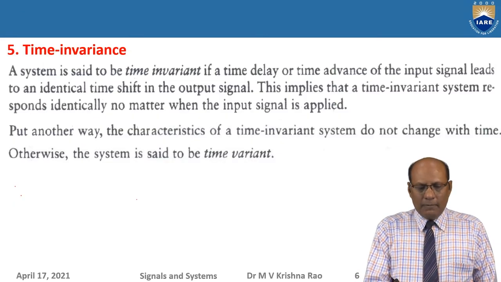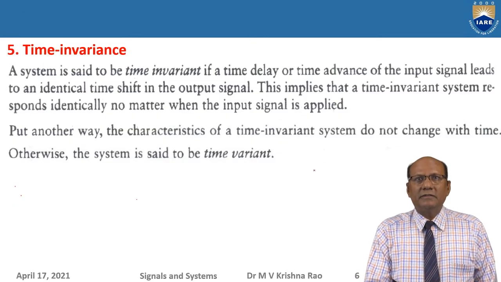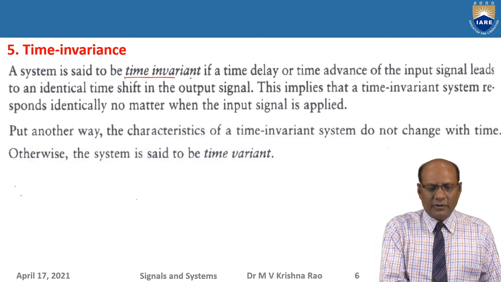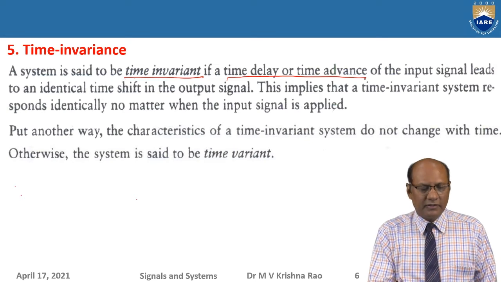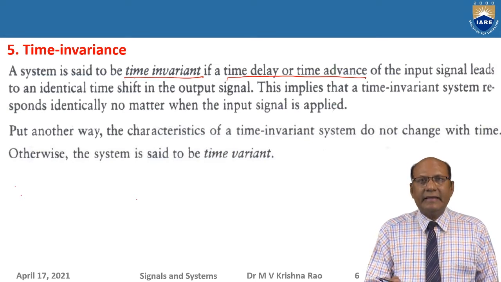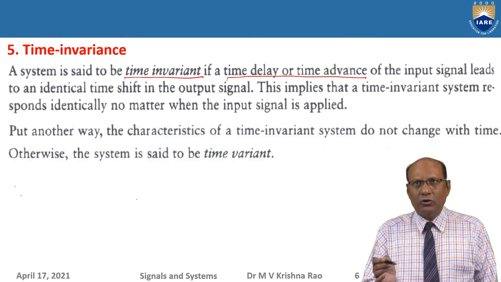Now, the fifth property is time invariance. A system is said to be time invariant if a time delay or time advancement leads to identical time shifts in the output also.